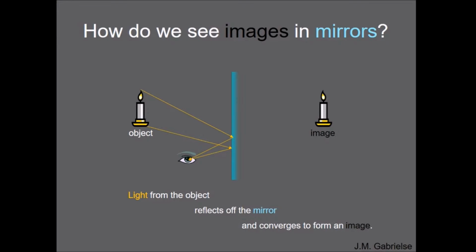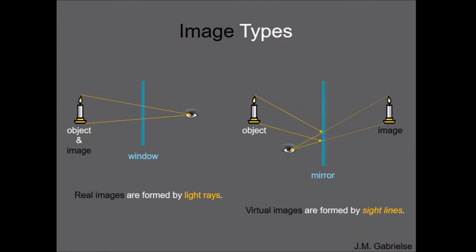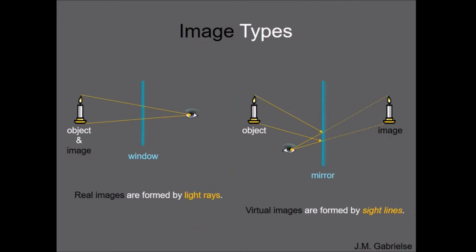The object is like that. This is the image. Light from the object reflects off the mirror and converges to form an image. So we perceive all light rays as if they come straight from an object. The imaginary light rays that we think we see are called sight lines. This is the dotted line. These are dotted to show the imaginary light rays.